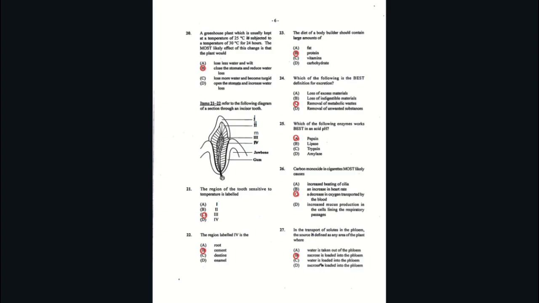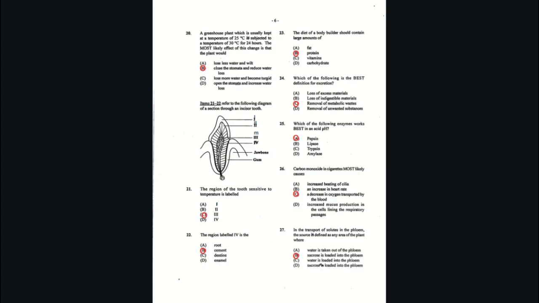If we want the precise definition for excretion, we would pick C, which is the removal of metabolic wastes, right? Because it's waste. That's the whole point of excretion, to remove waste from our bodies, basically waste from the different metabolic processes that were going on in our bodies. That is how we get rid of waste.